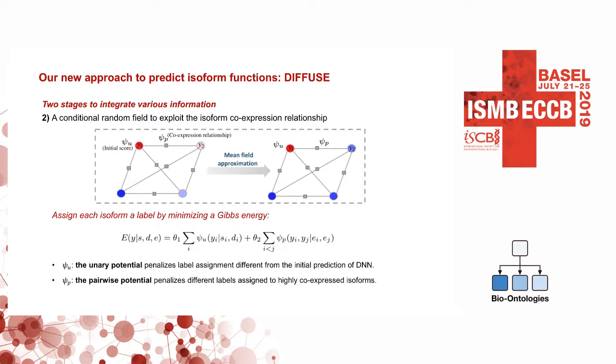So this objective contains two terms. The first term is the unipotential, which penalizes the label assignment that is different from the output of the DNN. The second term is the pairwise potential, which penalizes different labels assigned to the highly co-expressed isoforms. And we have parameters to control the relative importance of these two terms. And we use a mean field approximation to approximate the likelihood of each label assignment iteratively.